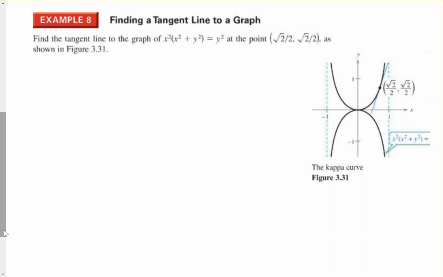Okay, finding a tangent line to a graph. So let's find the tangent line to the graph of x squared times (x squared plus y squared) equals y squared, at the point radical 2 over 2 comma radical 2 over 2, as shown in the figure.